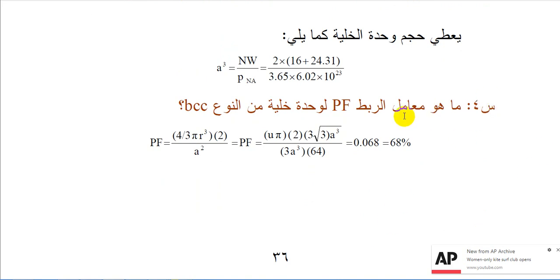Question 4. Calculate the atomic packing factor for the BCC unit cell already discussed, the body-centered cell. As you can see here, the packing factor is equal to 4/3 pi r cubed times 2 over a cubed, with r = square root of 3 a over 4, which equals 0.68, or 68%.